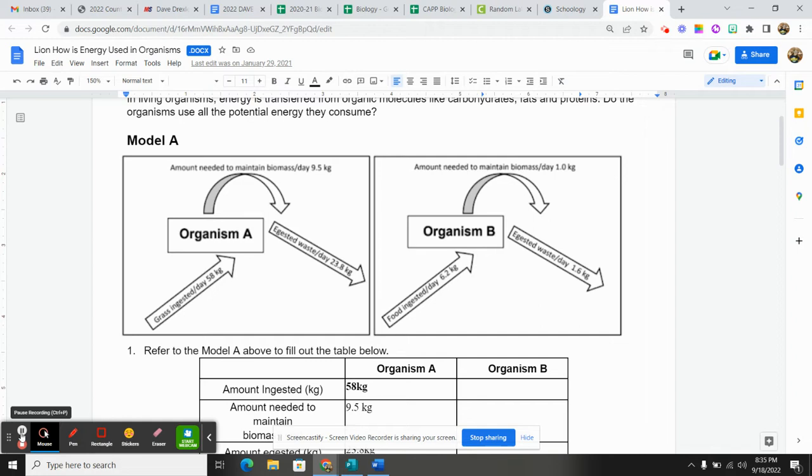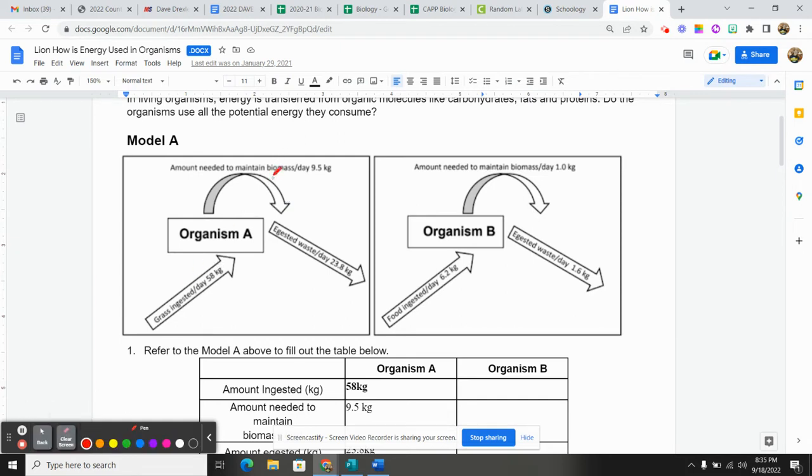So if we look at our first model, we have an organism. So we have organism A, and it says that grass ingested per day is 58 kilograms. So if we keep in mind that 1 kilogram is 2.2 pounds, that is a ton of grass. That is well over 100 pounds of grass. And then up on top, it says the amount needed to maintain biomass per day is 9.5 kilograms.